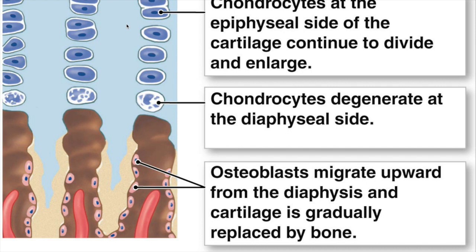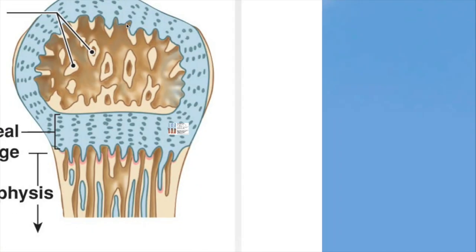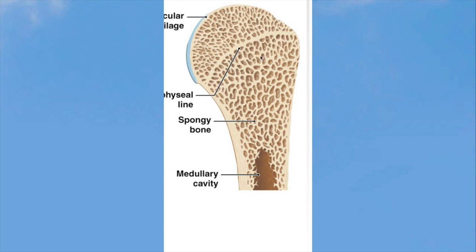At puberty, the bone growth is going to catch up to the cartilage growth, and the epiphyseal plate closes. And we're left with what's called an epiphyseal line. And now the only cartilage you can see is here, this articular cartilage, which is part of the joint.